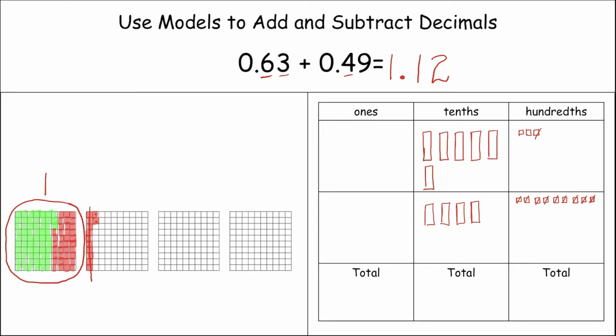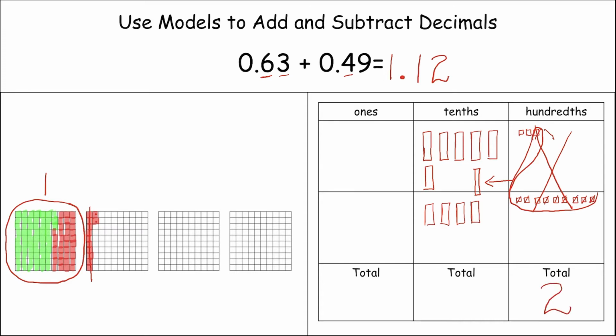But when we get to 10 hundredths, equal a tenth. So I have to collect these together and I have to move them over here because that equals a new tenth. And that gets crossed off. So how many hundredths do I really have? I only have 2.